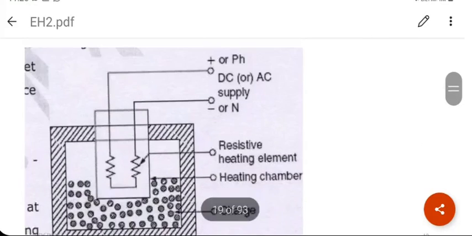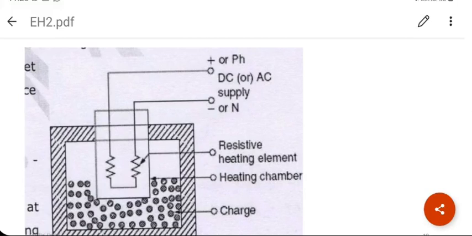Now, in indirect heating, what you will do is you will have a heating chamber in which you will place the electrodes. But that chamber, in fact, the electrodes are not touching the material to be heated. The chamber is touching it. So the heat produced will first warm up the chamber, and then the chamber will transfer the heat to the charge.